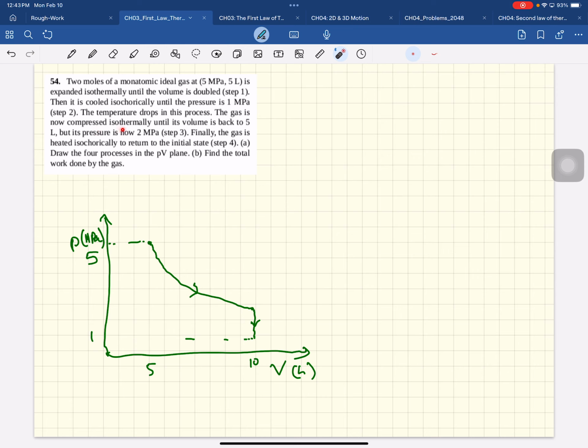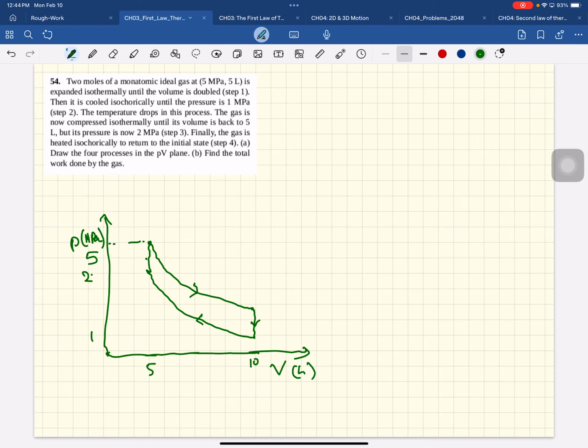The gas is now compressed isothermally. So now you're compressing it isothermally until its volume is back to 5 liters. But its pressure is now 2 megapascals. Now, this drawing is not to scale, but anyway. Finally, the gas is heated isochorically. Again, isochorically means constant volume. There you go.